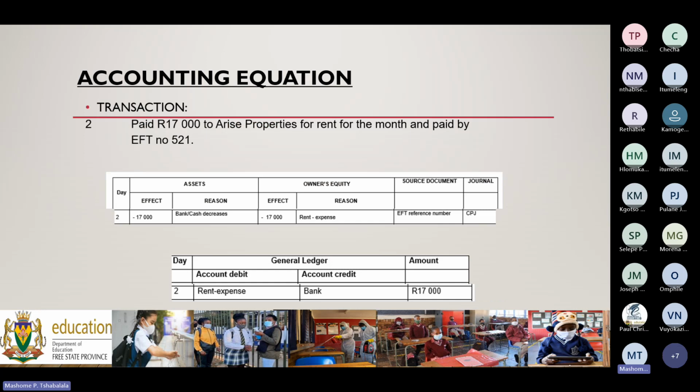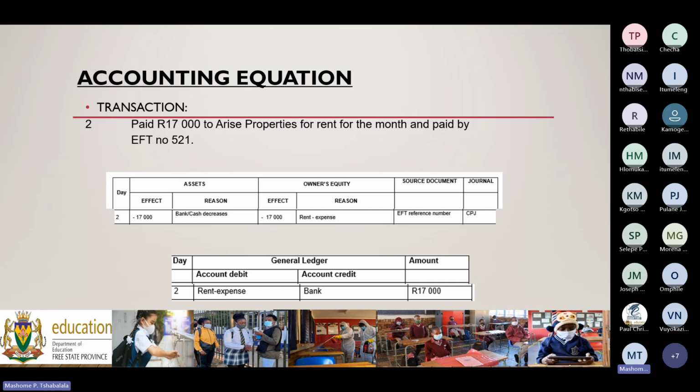Bank will be affected. We are paying now. When you pay the money, bank will be affected. Bank will decrease. Bank falls under assets, so it will decrease the assets by 17,000. Now, rent expense. We are the business, we are paying rent, so rent expense will affect owner's equity negatively, so it will be negative 17,000 rent expense. Then the source document will be the EFT, and the journal will be the CPJ. Then in the general ledger, remember that we remind you about the general ledger.